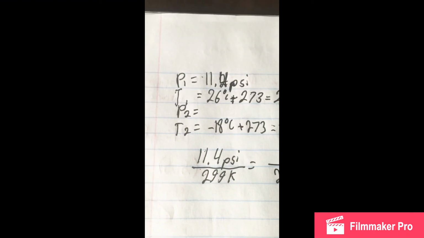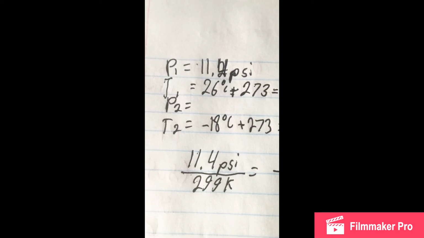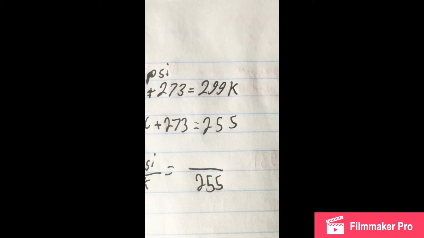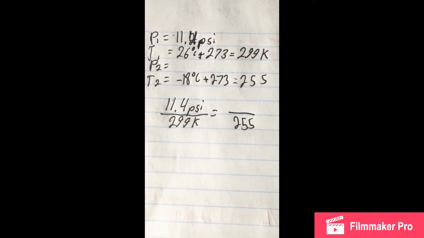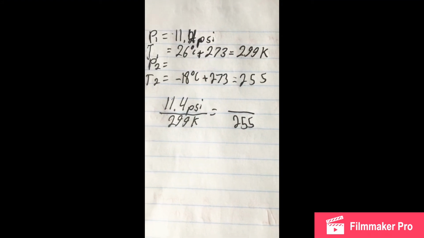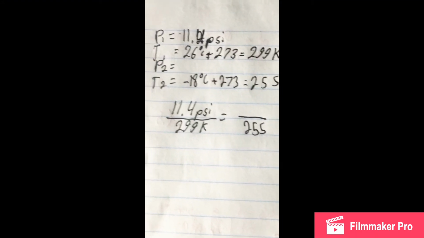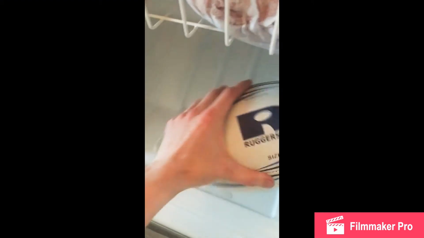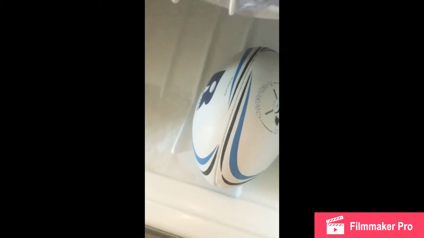Step 3 is putting it in the refrigerator, which is 0 degrees Fahrenheit, which is negative 18 degrees Celsius. Converting that into Kelvin, it's 255 Kelvin. I plug that into the equation. I'm going to solve for the theoretical answer of what PSI should be after the refrigerator. Step 4 is to put the rugby ball into the refrigerator and leave it there for 45 minutes.